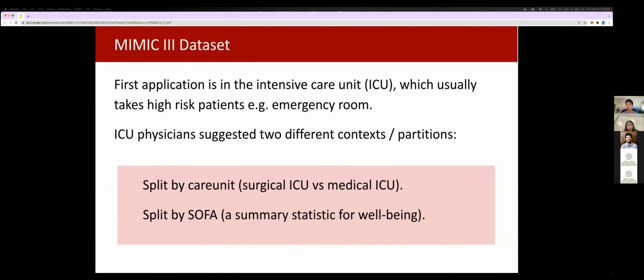And I'm sure you guys are much more familiar with this data set than I am, but we use the MIMIC 3 data set, which just covers patients in the intensive care unit. And the labels here that we study are whether physicians decided to use a vasopressor or a ventilator, things of that nature. And one of the first things we did is speak with clinicians and ask about different contexts that they might think about things in. So two things they suggested were splitting by care unit. So patients in the surgical ICU and patients in the medical ICU might receive different kinds of decision functions. And the other one is splitting by summary statistics that naturally clustered patients, like SOFA.